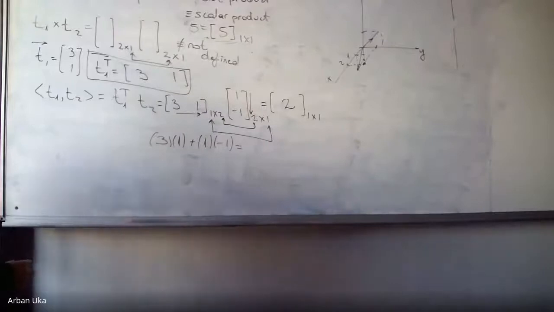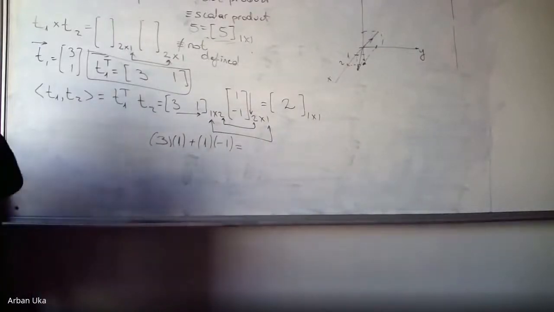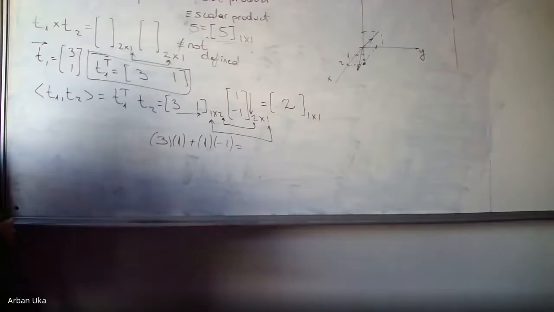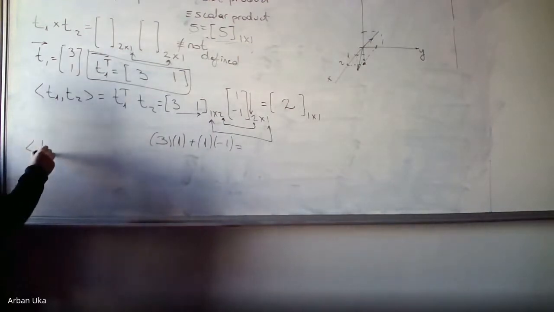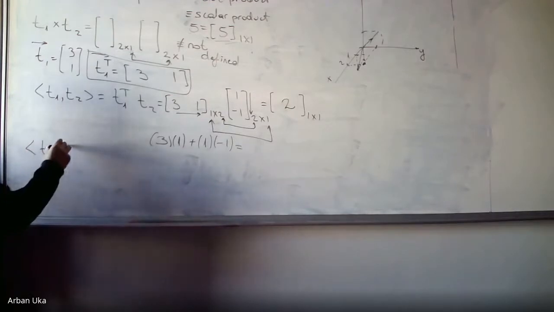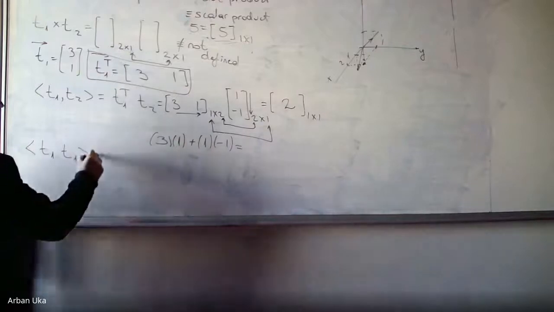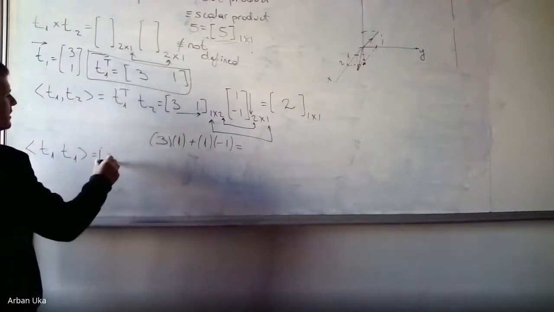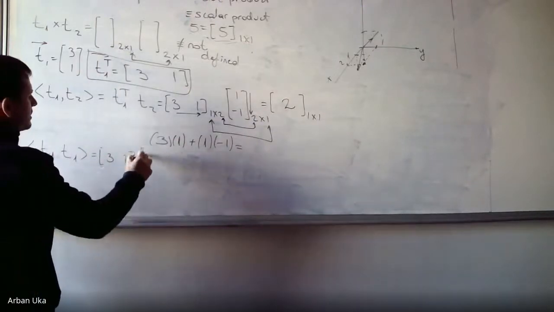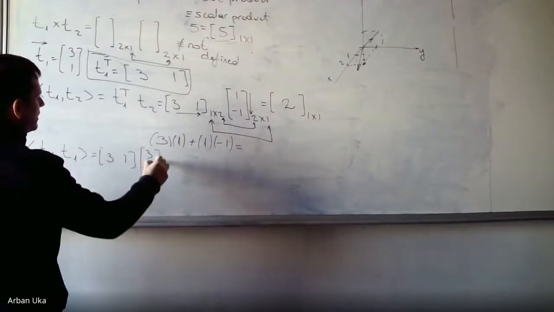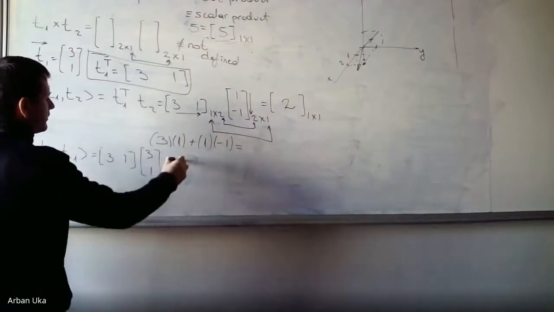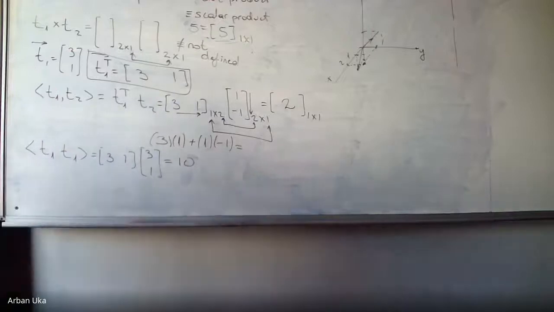We can define also the inner product of a vector with itself. So we can also define the inner product of T1 with T1, and in this case, this would be equal to 3, 1 times 3, 1. And in this case, this would be equal to 10.